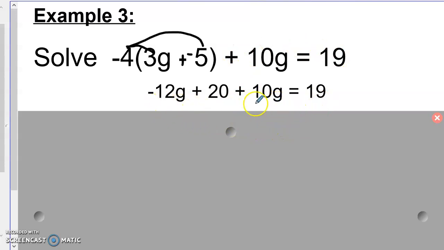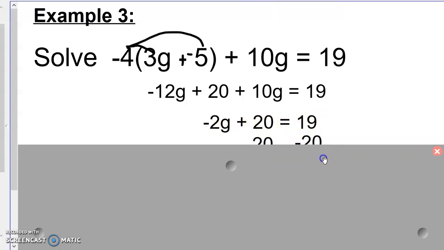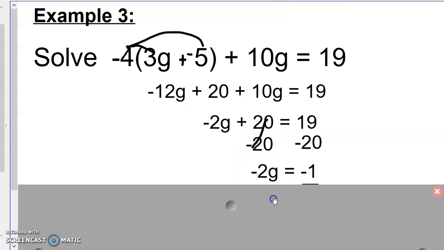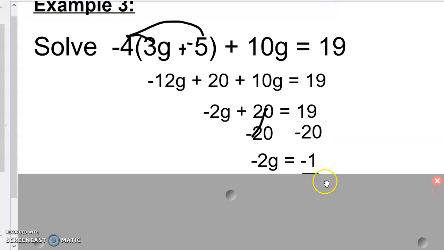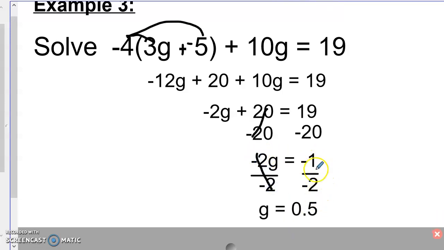Now on this side, you notice that I have some like terms that I want to put together. Negative 12g plus 10g would simplify to just be negative 2g. And then of course I still have plus 20 equals 19. Then I'm going to subtract 20 on both sides. That's going to cancel this, which is going to leave me with negative 2g equals 19 minus 20, which is negative 1. Then I want to divide by negative 2 on both sides. And that's going to cancel this, and it's going to leave me with g equals, well, negative 1 divided by negative 2 would be positive 0.5.